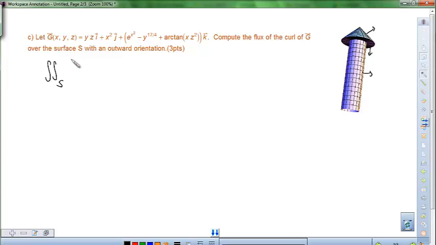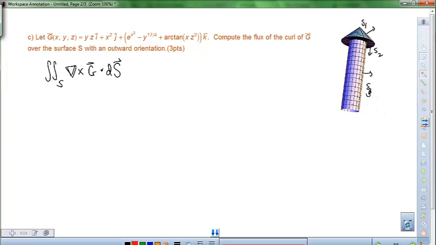They want to compute the flux of the curl of G. If we were to do this, we would need to break this up into 3 surfaces. S1, S2, well, I guess this is S1 over here, this is S2, and the cylinder is S3. We need to take the curl of this and then take the flux over each of these 3 surfaces, which will take quite a while, I am assuming.